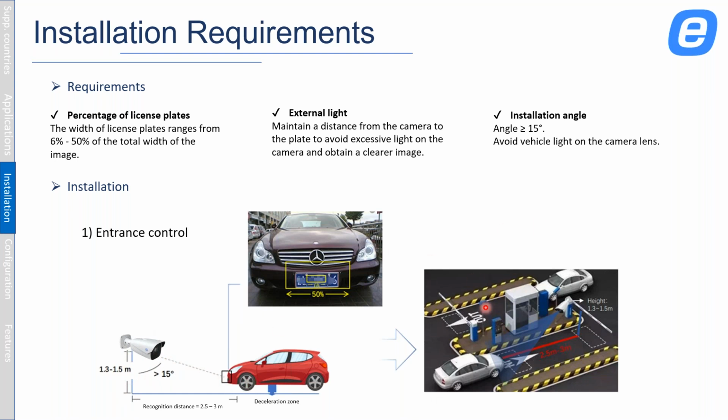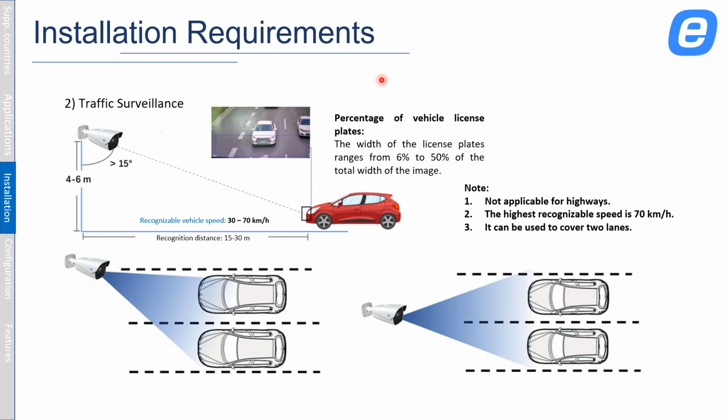Once again, here in this image right here, you can see an acceptable scenario. So here the car will come in at 2.5 to 3 meters. The camera will detect it with a height of 1.5 meters and an angle of 15 degrees. Another scenario that you can use this camera for is traffic surveillance.